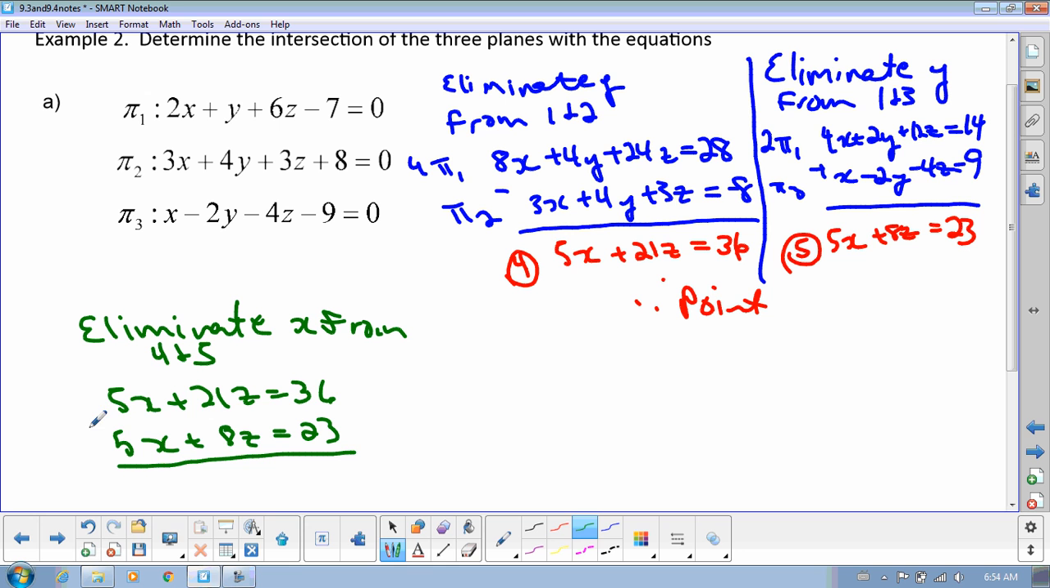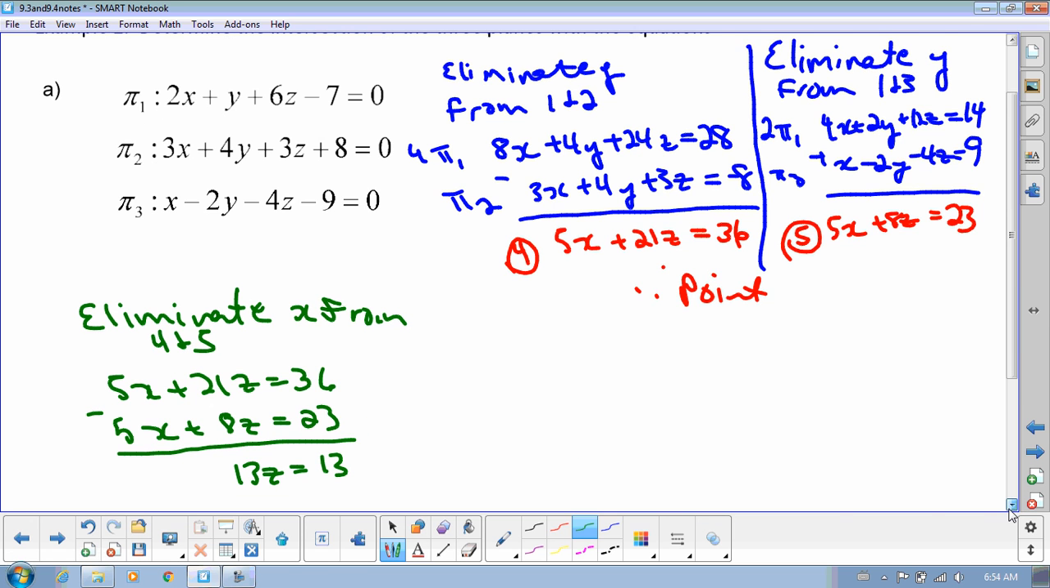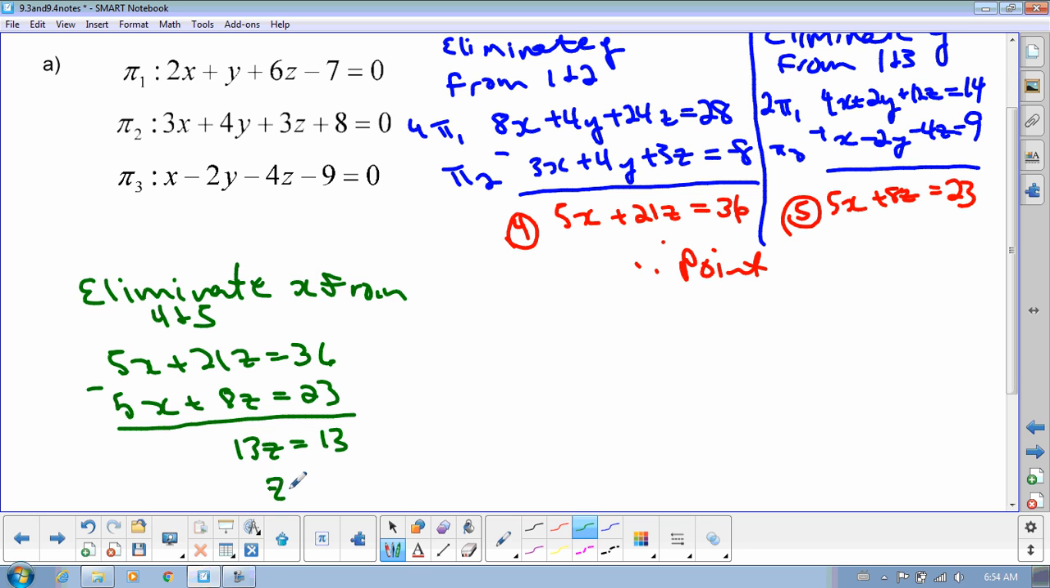So I have to subtract here. So 5x minus 5x is gone. 21 minus 8z is 13z. 36 minus 23 is 13. So z equals 1. So I have my value for z.